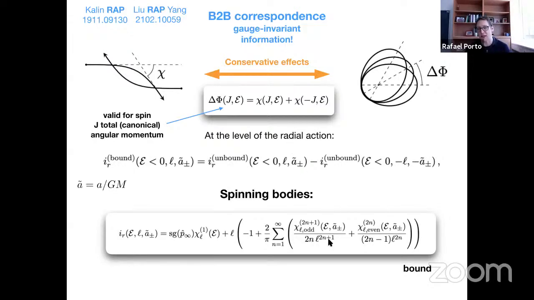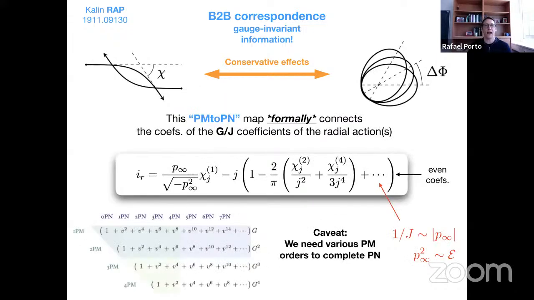The difference now is that it's not only going to be even terms as before with quadratic spin terms, but the spin-orbit terms are going to be related to the odd coefficients in the expansion in angular momentum. But the same is going to apply as we did before, and very recently we solved the spinning case as well. So very good. So let me also make a few comments about how this is going to work.